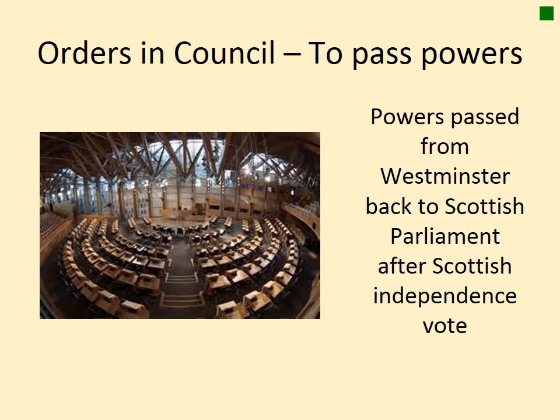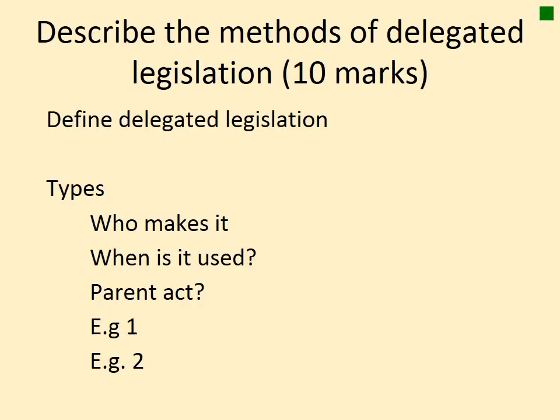And also, orders in council are used to pass powers when it would be inappropriate to pass a statutory instrument. And this is what happened when powers were passed from Westminster, so London, back to the Scottish Parliament after the Scottish independence vote. Scotland didn't vote to be independent, if you remember, but as part of the deal to remain as part of the UK, the Parliament had to give back some more authority to Scotland.